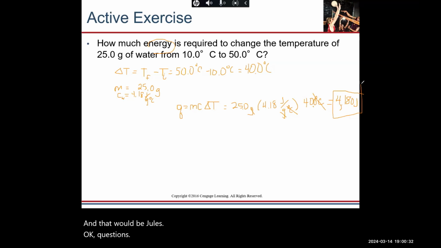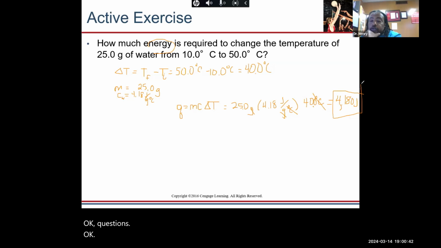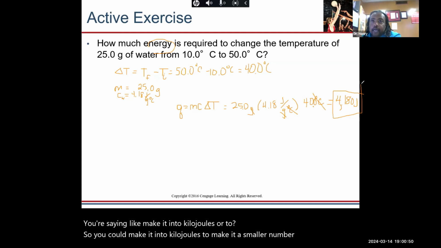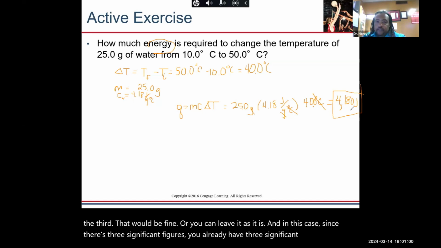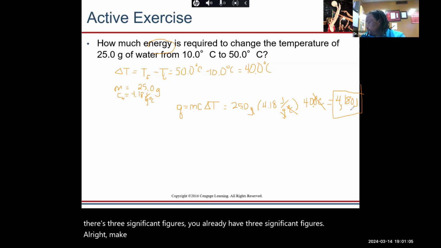So we would just leave it as the whole number? We wouldn't simplify it down? You're saying make it into kilojoules? You could make it into kilojoules to make it a smaller number. So 4.18 times 10 to the third would be fine, or you can leave it as it is. And in this case, you already had three significant figures. Oh, okay. Make sense? Yes. Good, good, good.